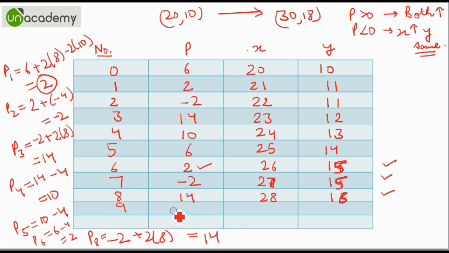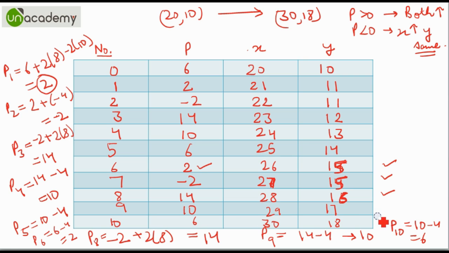Again, in the 9th iteration we take the previous value, 14 minus 4, that is 10, positive, so we will increment both. In the final decision parameter we will have 10 minus 4, that is 6, that is a positive value, so we reach the endpoint 30,18. So we have completed the iteration part.